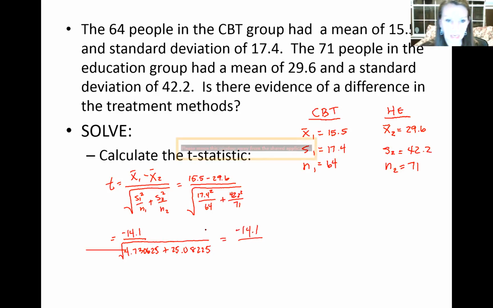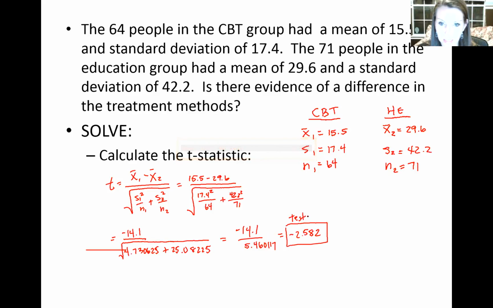Okay, so now I'm going to add those 2 numbers together and take the square root. And when I do that, I get 5.460117. And then I'm going to do that division, and I get negative 2.582, I guess. Go to 3 decimals, sounds like a good idea. So this is my test statistic.